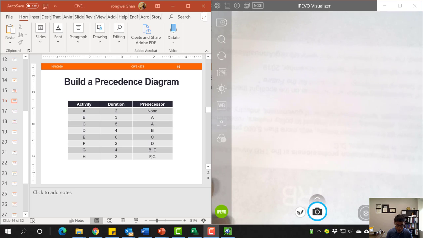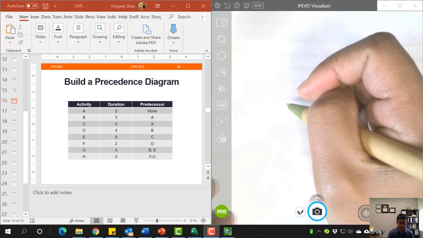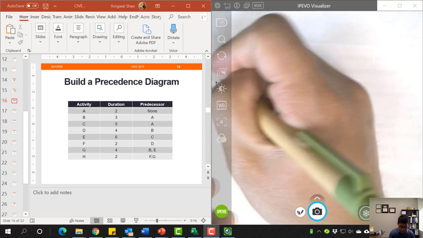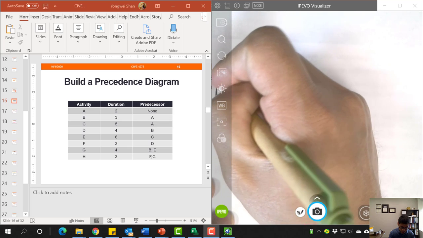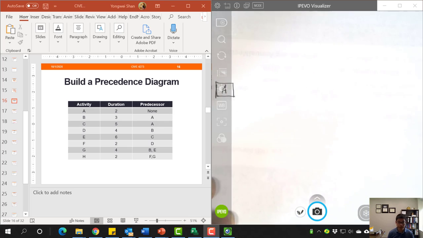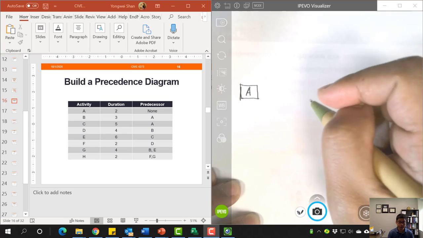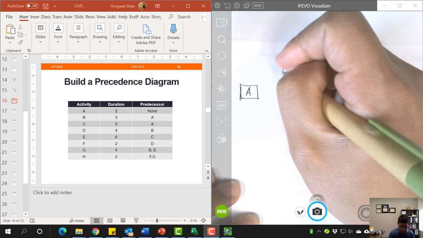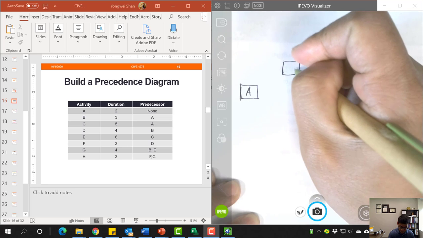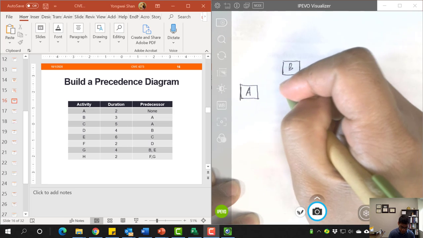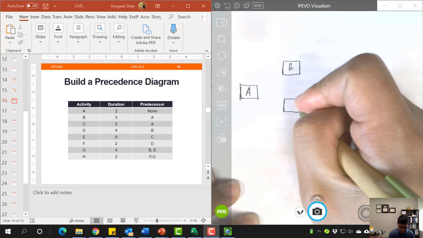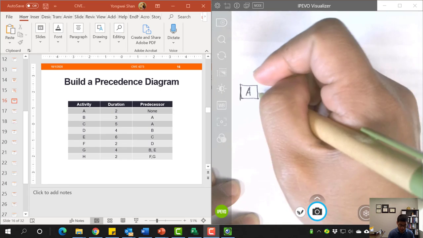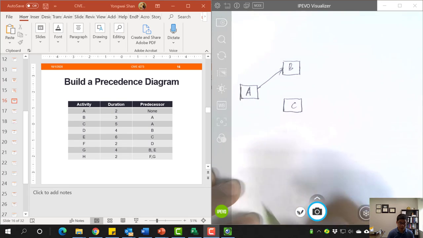Now let's build a diagram together. So here we've got our first activity, which is activity A. I'll put it right over here, activity A. And we're using an activity on node diagram. That means your node is the activity. I would draw activity B and activity C as well. And both of them are dependent on activity A, and A is the predecessor.